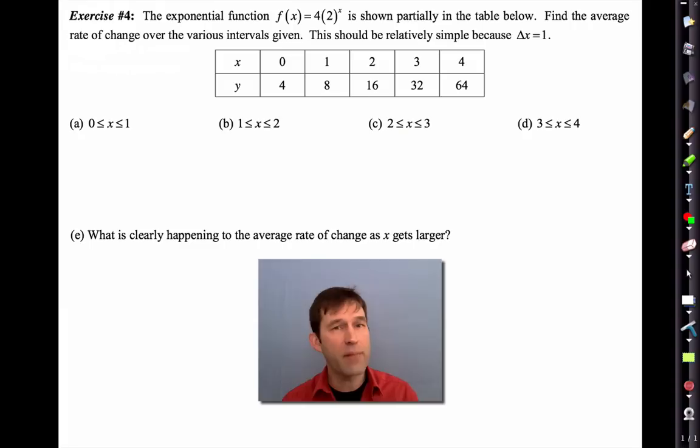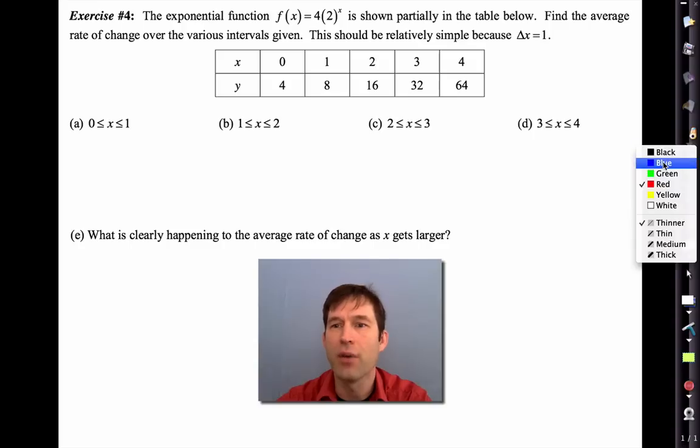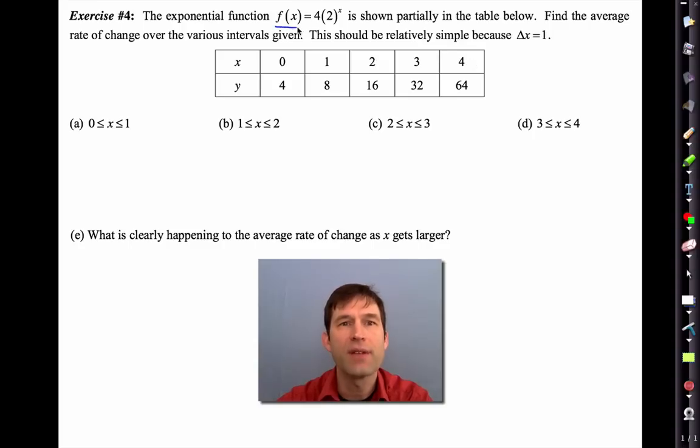So that begs then the question always when we look at a nonlinear function, a function that does not give us a line, then what does its average rate of change do? So in exercise number 4, we have a pretty simple exponential function, going back to the blue. We've got f of x equals 4 times 2 raised to the x.